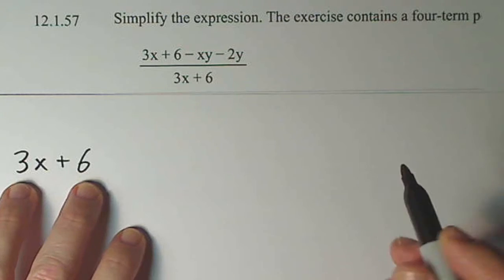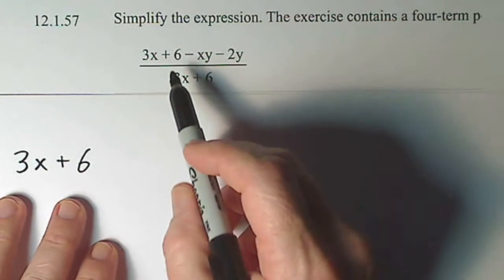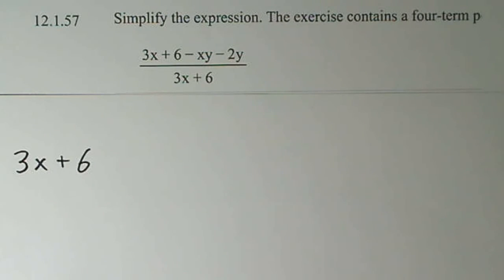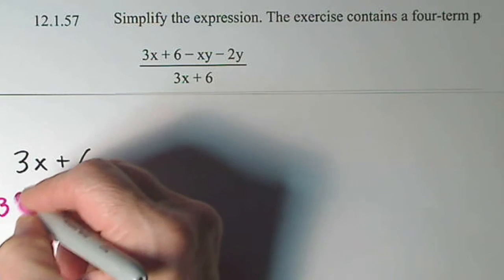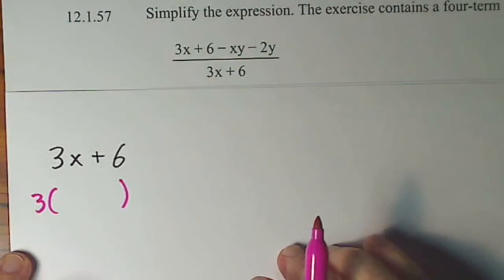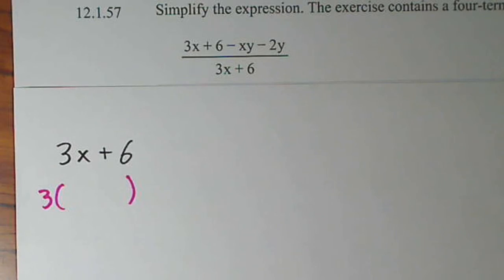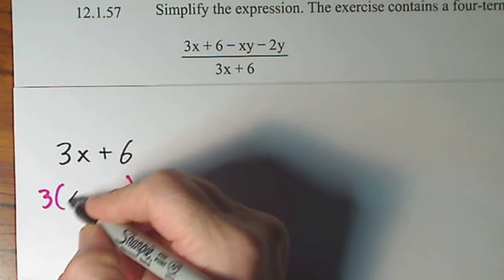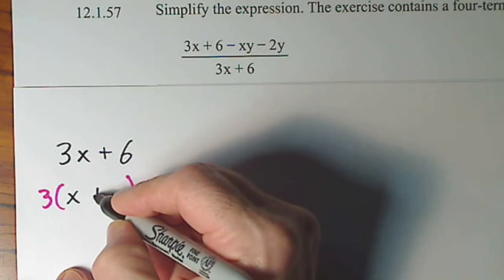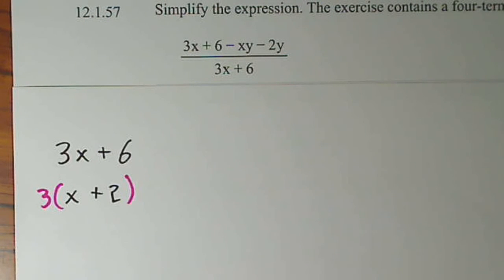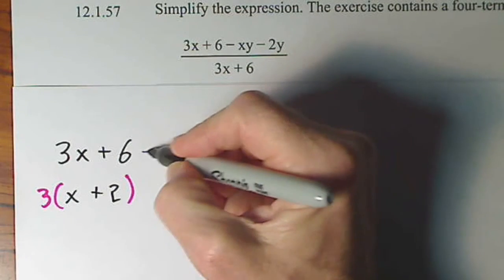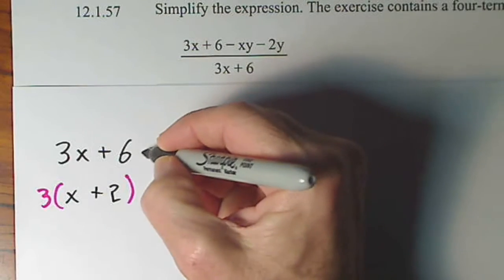You first look at your first 2 terms, you group them together, and you look for the GCF. With 3x plus 6, your greatest common factor would be a 3. So when you factor a 3 out of here, you're left with x. You factor a 3 out of here, you're left with 2. Then you focus on the next 2 terms. You have negative xy minus 2y.